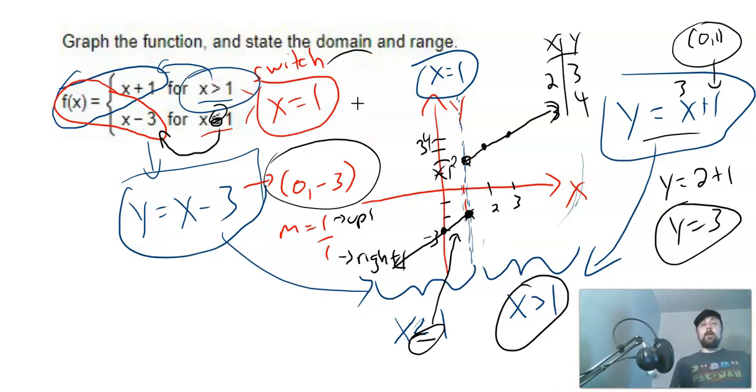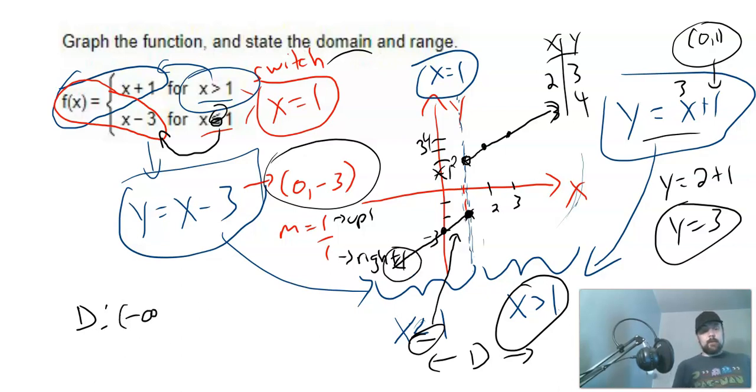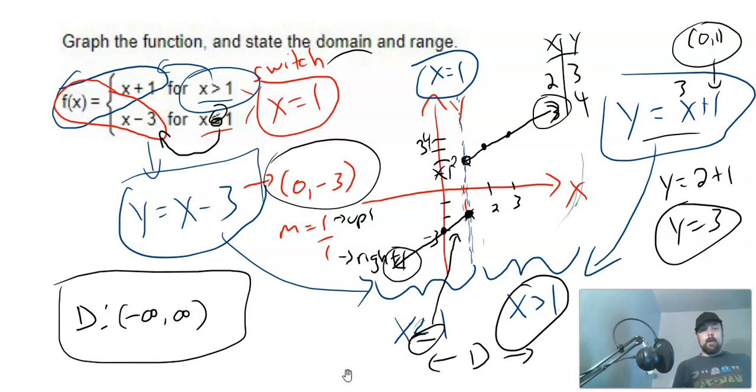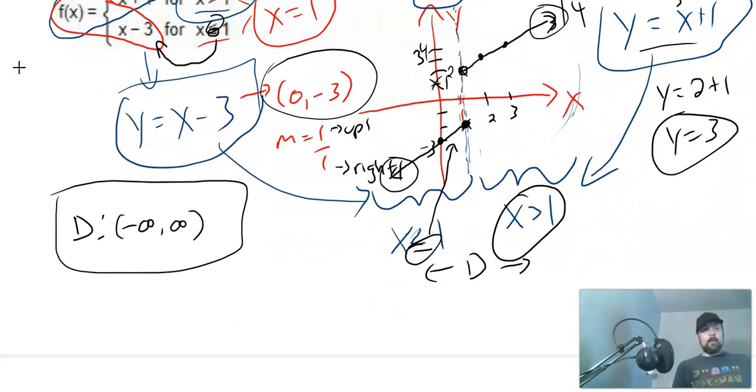Now it's asking for the domain and range. So the domain, remember, is how far to the left, how far to the right. This is the same as it was for the previous problems that we've done. It goes forever to the left, so negative infinity, and it goes forever to the right. And so the domain is negative infinity to infinity. What about the range? The range is how far down the graph goes and how far up it goes.